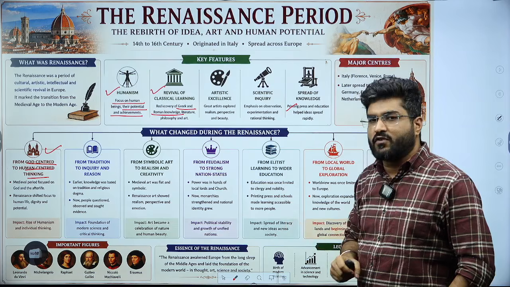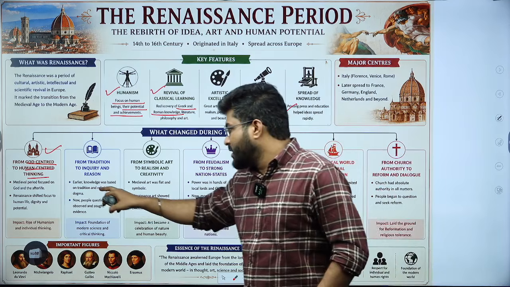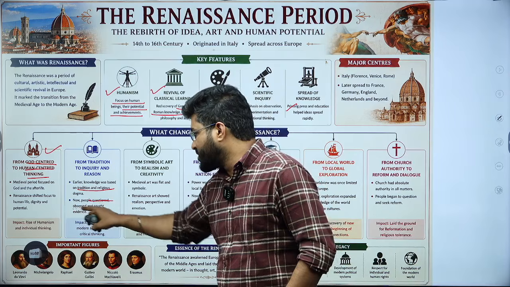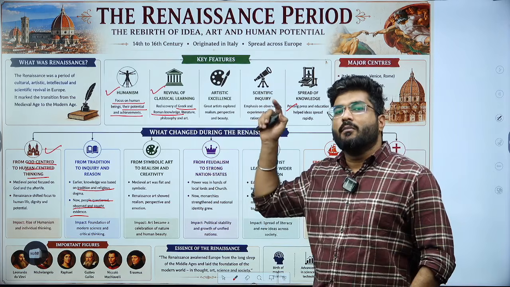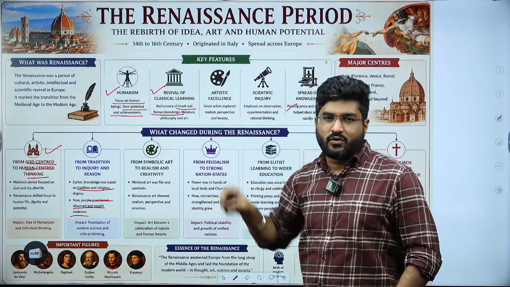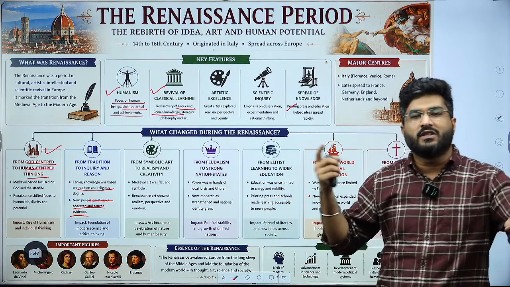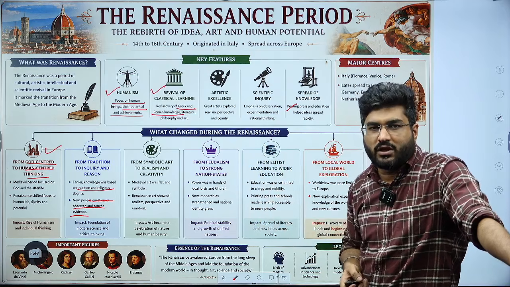Then there was a change from tradition to inquiry and reason. Earlier, knowledge was based on tradition and religious dogmas. Now people questioned, observed and sought evidence, which led to the birth of the modern critical thinking approach: whatever we see, we start to criticize it, or we find out the reason and logic about that particular thing.